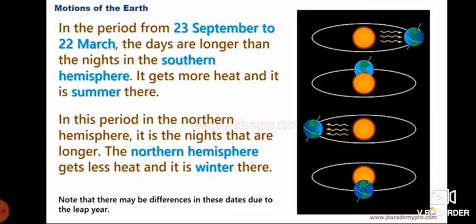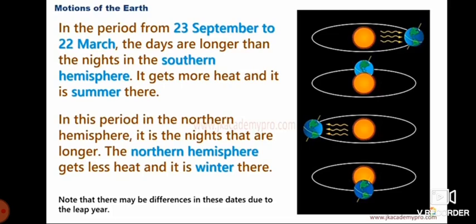So this period starts from 23rd September to 22nd March. Okay, so see, in this part what happens, in the period from 23rd September to 22nd March, the days are longer than the nights in the southern hemisphere. It means the southern hemisphere is close to the sun, and therefore there the days are longer and nights are shorter. It gets more heat and it is summer there.